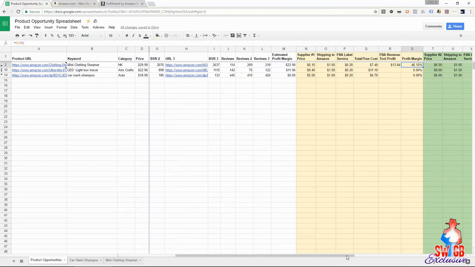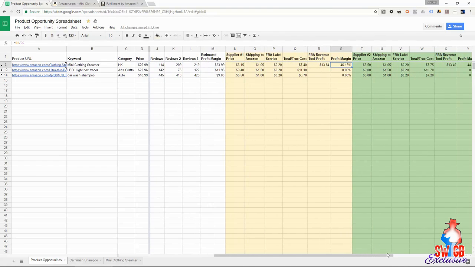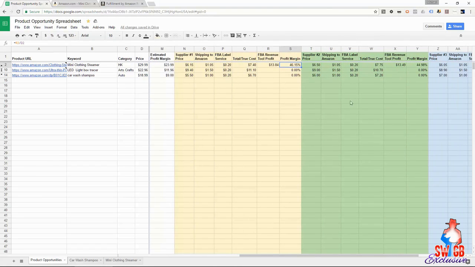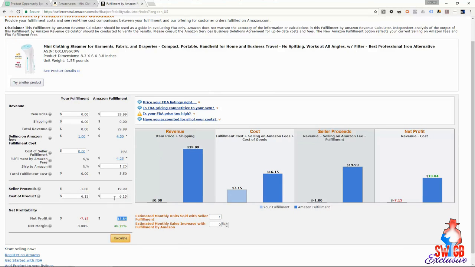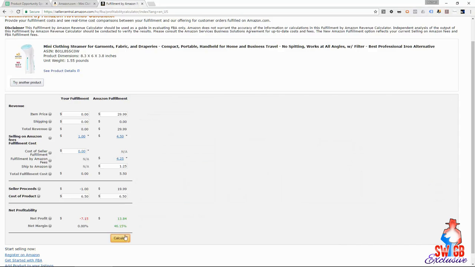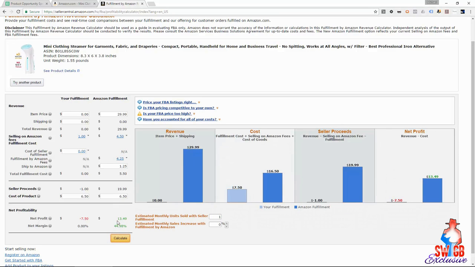And what we'll need to do is repeat this for all three suppliers on this product. So the next one, the only difference over here is going to be the product cost. The shipping to Amazon will be exactly the same. The labeling fees are the same. So let's just go over there and update that with the $6.50. So we're going to change just the cost of the product right here, $6.50. Hit calculate. And our profit margin went down a little bit because this product's more expensive.